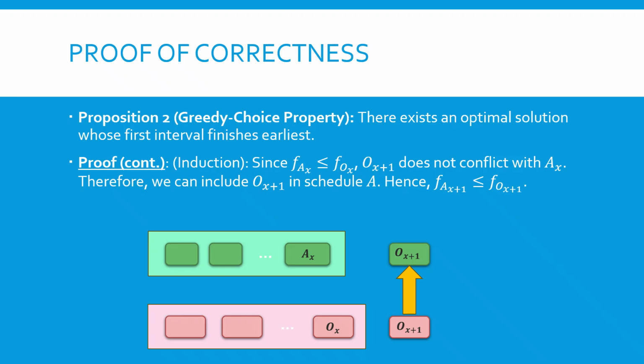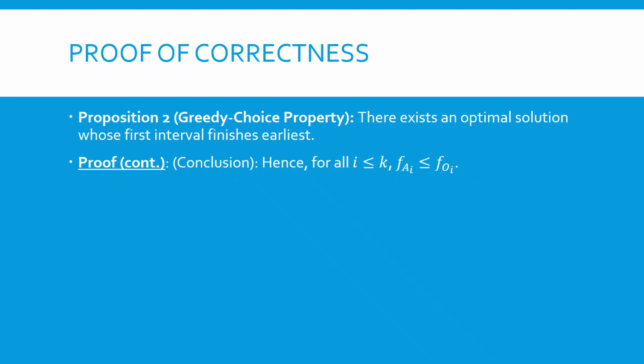In this case, even if the greedy algorithm has no better choice for A(x+1), we can at least accept O(x+1) into A, thus making f(A(x+1)) less than or equal to f(O(x+1)). This completes the induction step. As a result of the induction, for every index i less than or equal to k, Ai finishes no later than the job Oi.